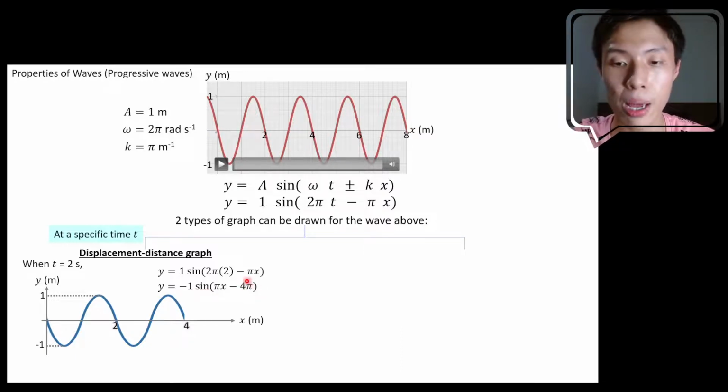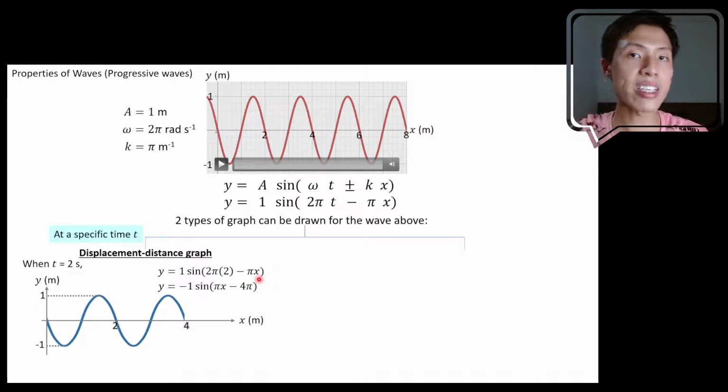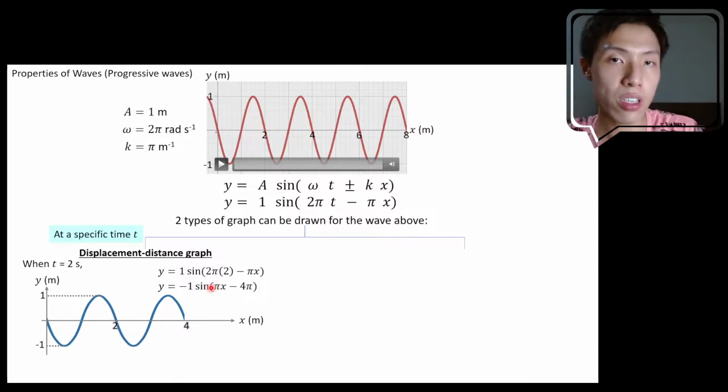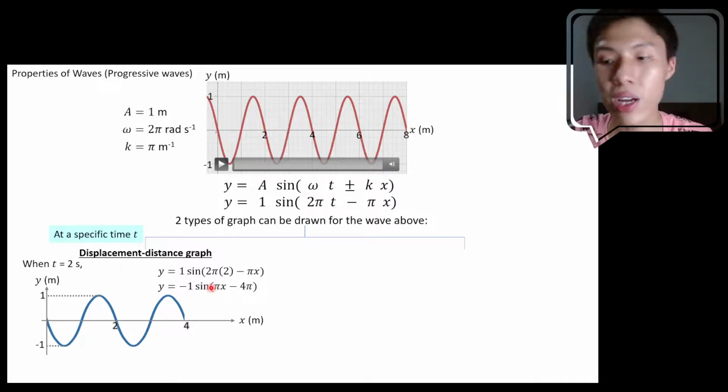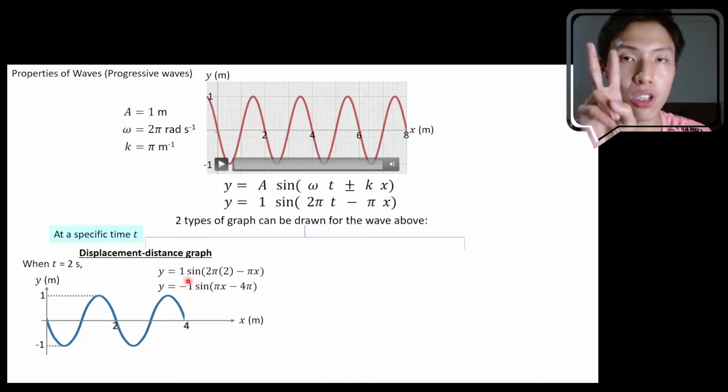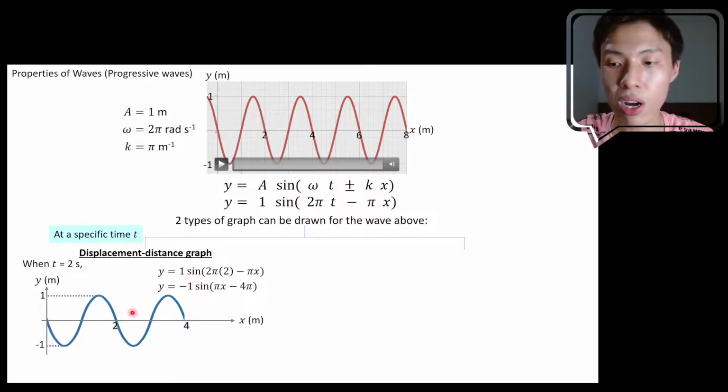By how much? By the phase of 4 pi. We know that 2 pi is equivalent to 1 complete wave cycle. So 4 pi is equivalent to 2 complete wave cycles. That means we need to shift this graph to the right by 2 complete wave cycles. So how do we do that?